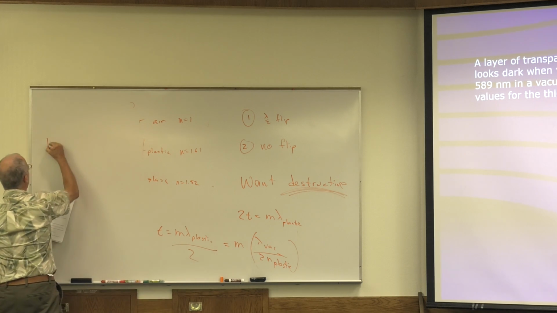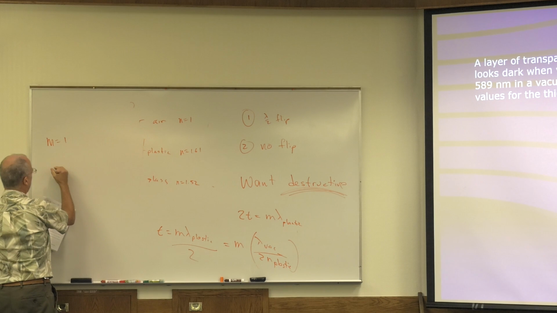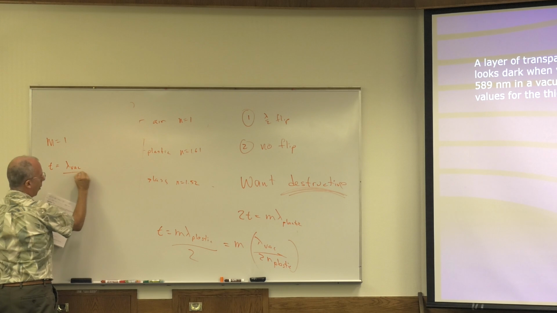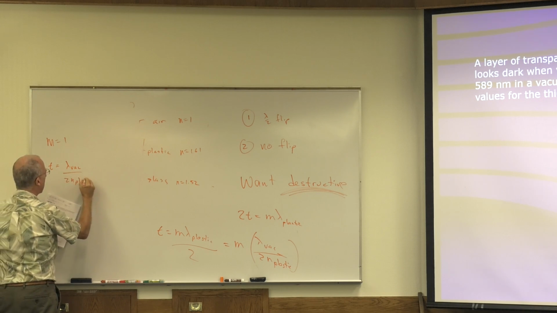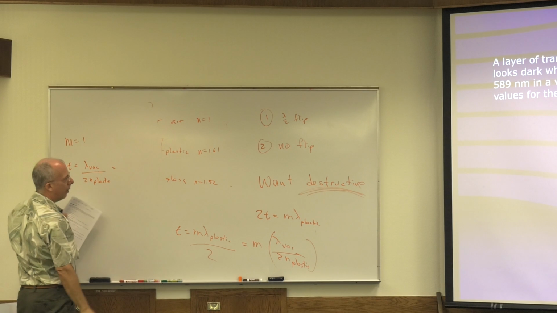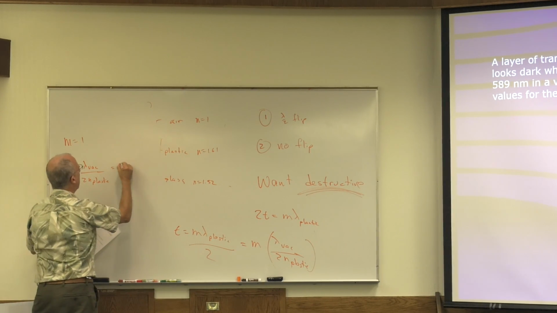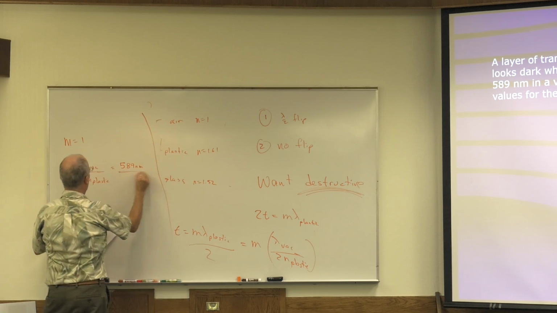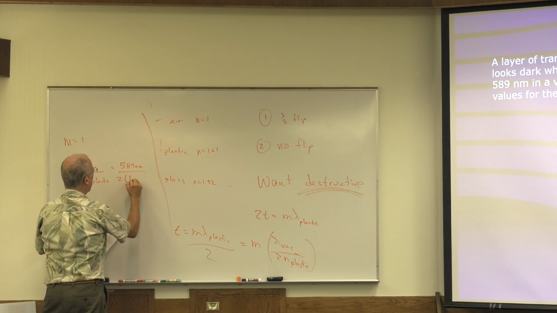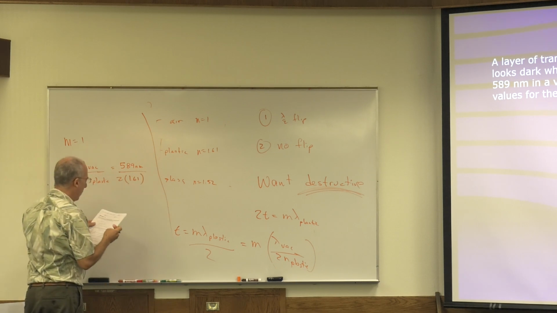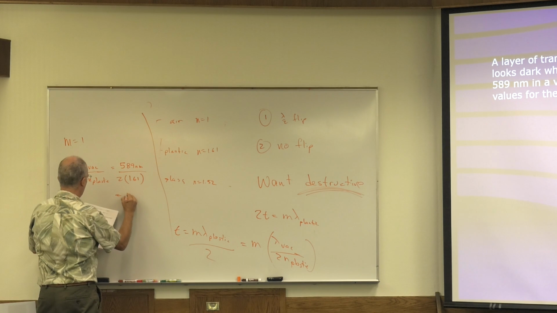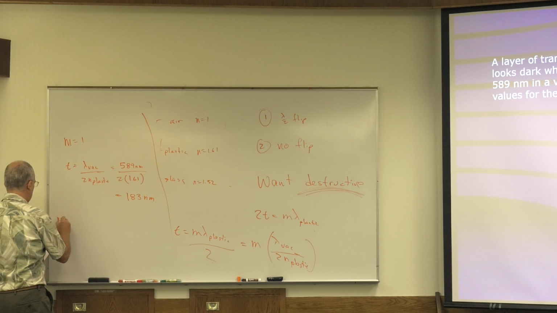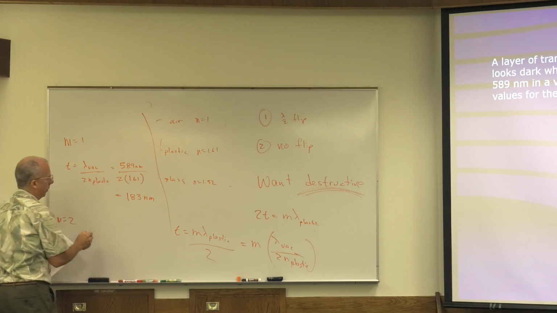So, okay, m equals 1. The thickness is lambda vac over 2 n plastic. What's lambda vac? 589 nanometers over 2. What's n plastic? 1.61, right? And that comes out to be 183 nanometers.